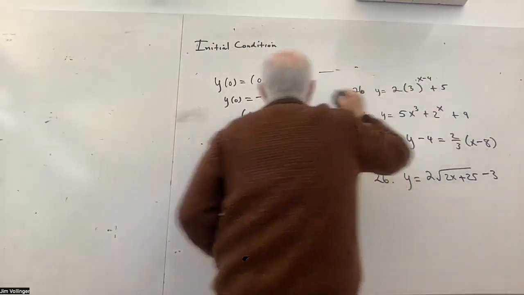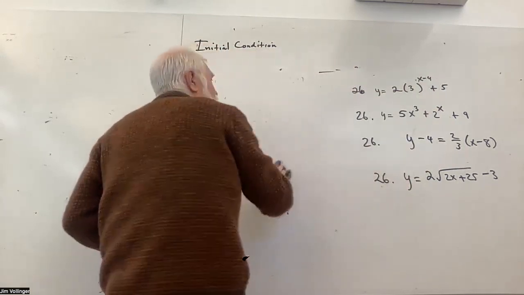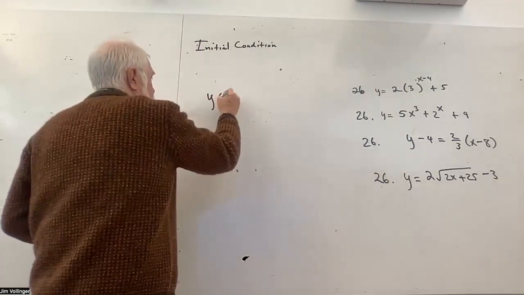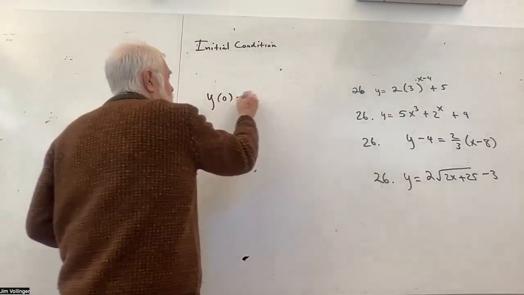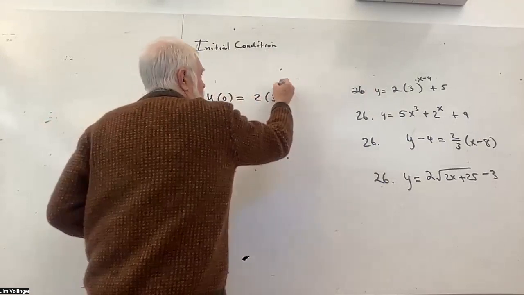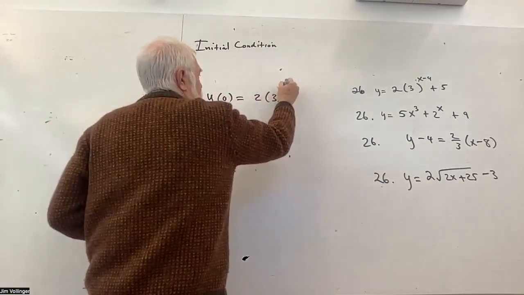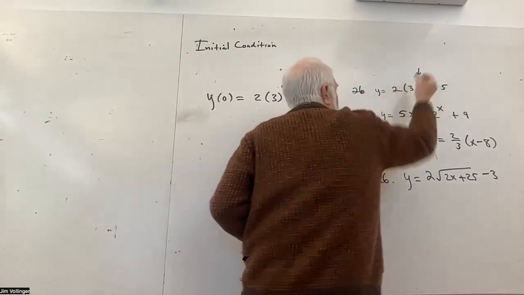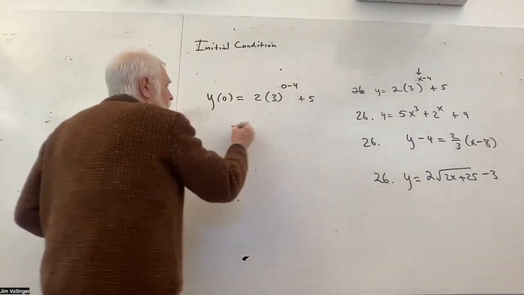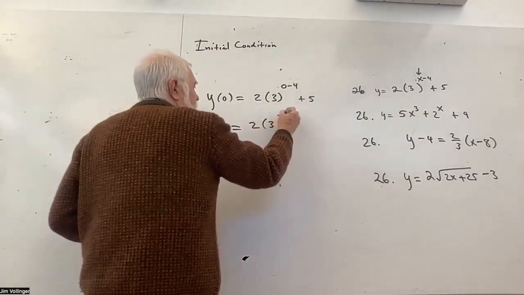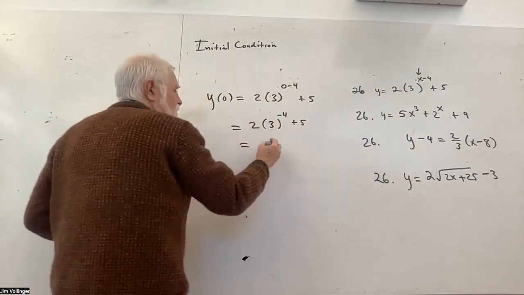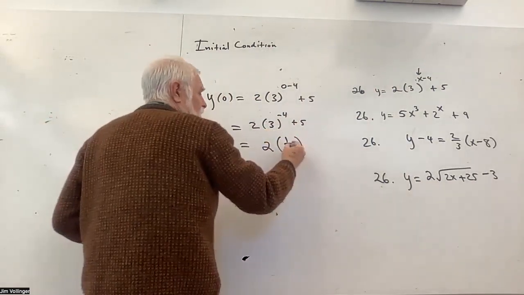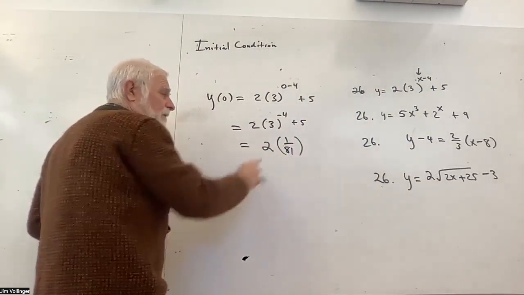And you're looking at the second, and I'm asking the same question about the y-intercept. So that means I put 0 into the y function: 2 times 3 to the 0 minus 4 plus 5. I've replaced x with 0. You've got to be able to do the math. 2 times 3 to the negative 4 plus 5 is equal to 2 times 1 over 3 to the 4th. This becomes 1 over 81, right? 3 to the 4th is 81.